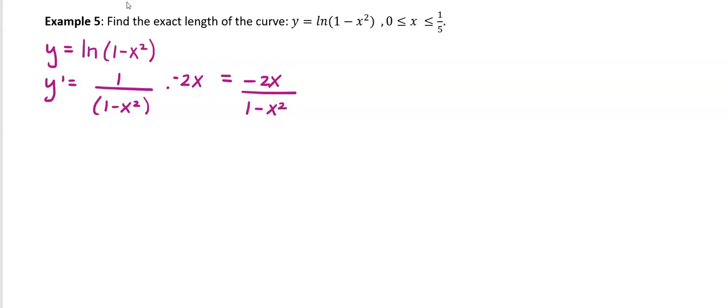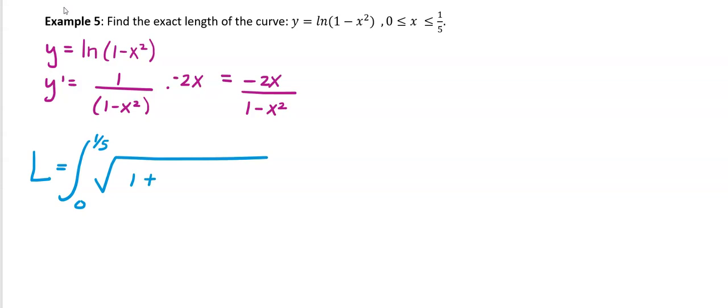So there's our derivative. So let's start putting this into our formula for length. So we're going to go from the integral from 0 to 1/5. And remember, it's the square root of 1 plus the derivative of the function, so negative 2x over 1 minus x squared, squared, dx.